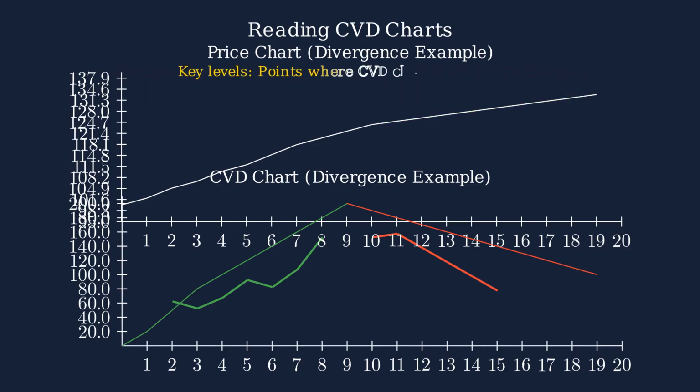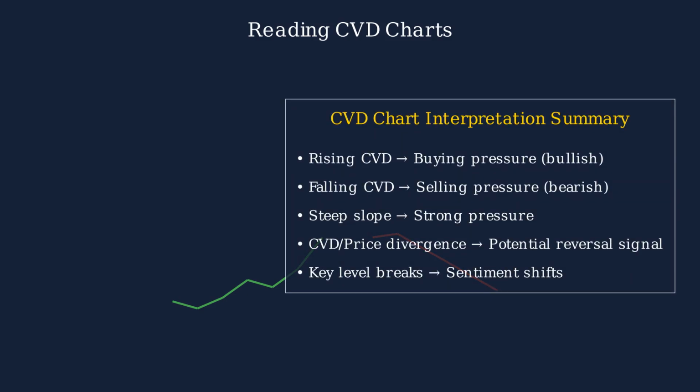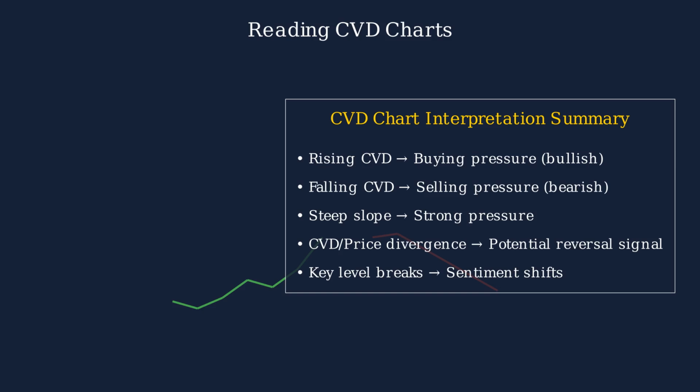Key levels in CVD charts are points where the CVD line changes direction, potentially signaling shifts in market sentiment. Traders often look for these key turning points in CVD as they can precede significant price movements. Let's summarize the key points of CVD chart interpretation. Understanding these patterns and signals in CVD charts can significantly enhance your market analysis and trading decisions.